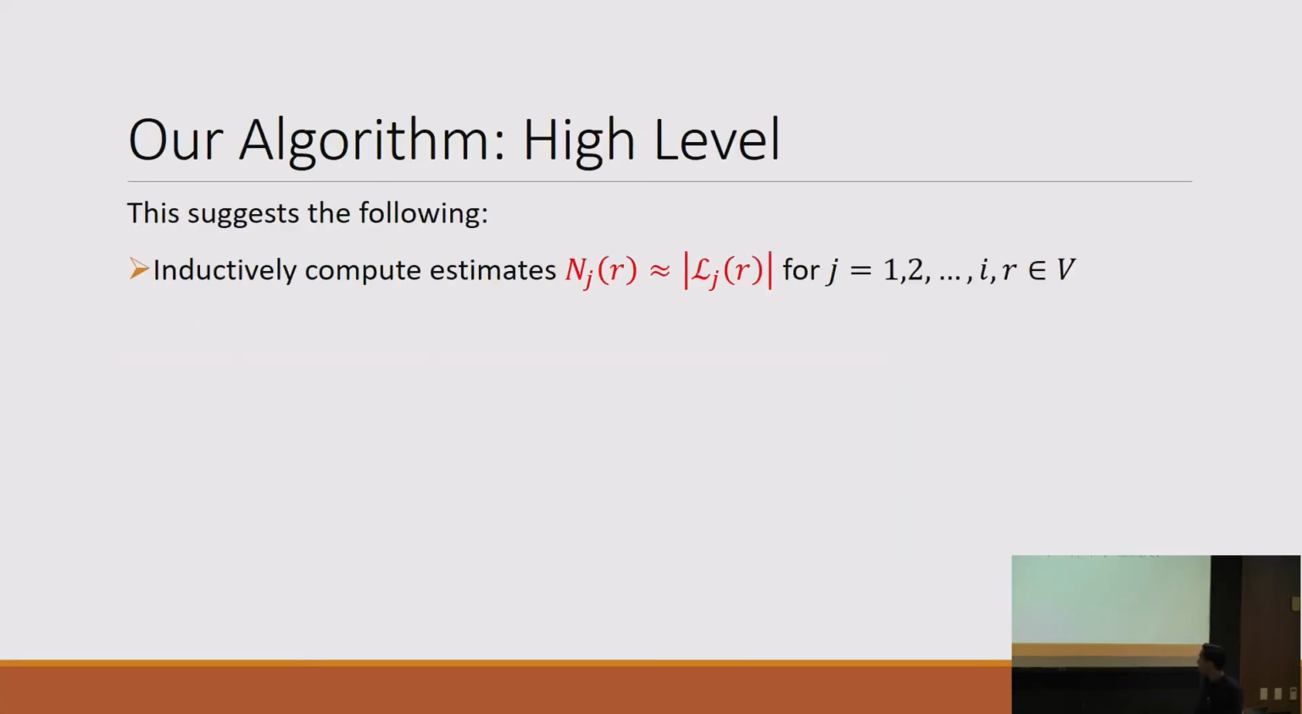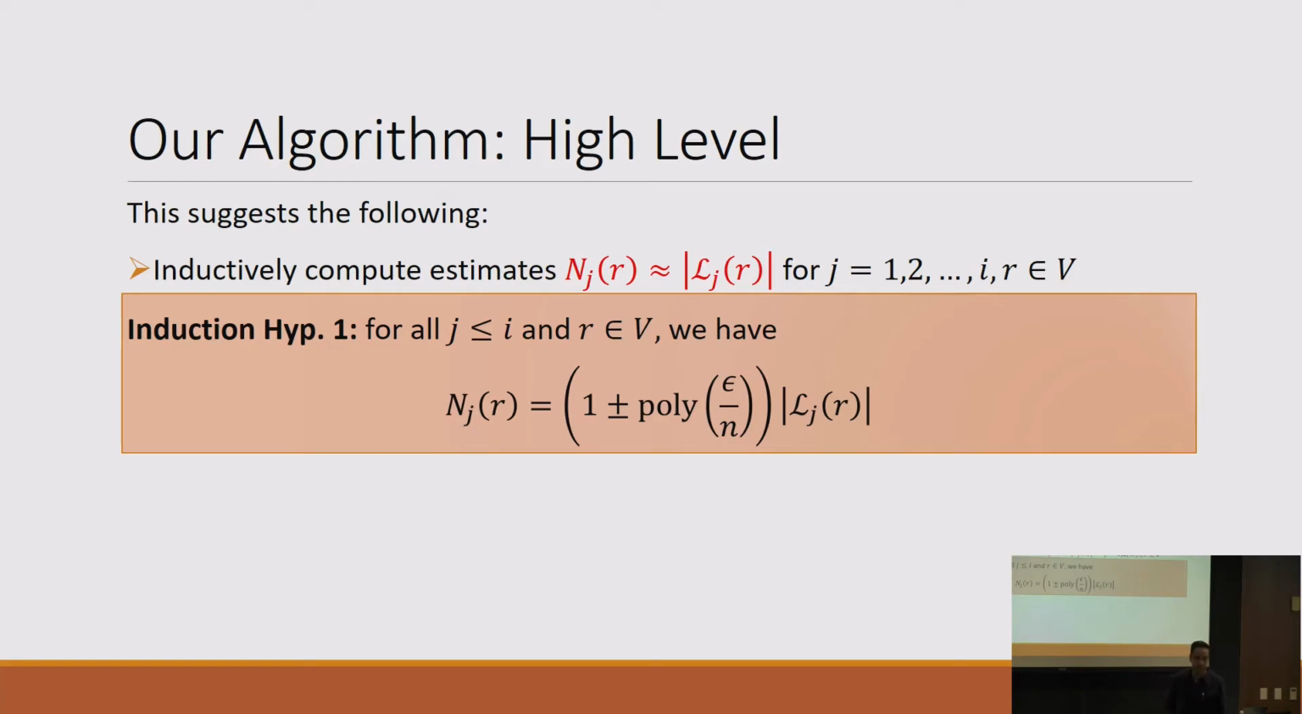Okay, good. So what I just said, that counting and sampling of the smaller sets implies counting of a union, suggests this high-level approach. Like I said, we're going to inductively compute estimates of these sets of path labelings. I'm going to call my estimate of the number of path labelings of length j going into vertex r N_jr, and I'm going to compute these estimates inductively. The induction hypothesis is what you would expect: these estimates are good estimates, close to the true value.